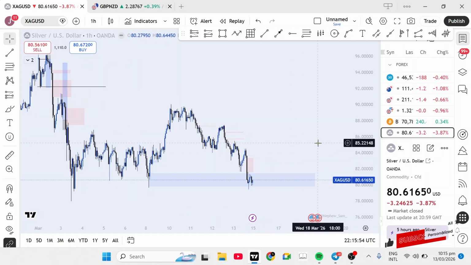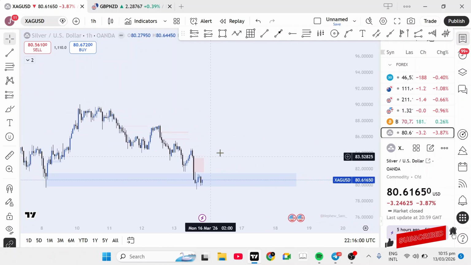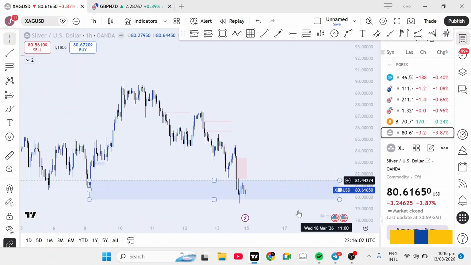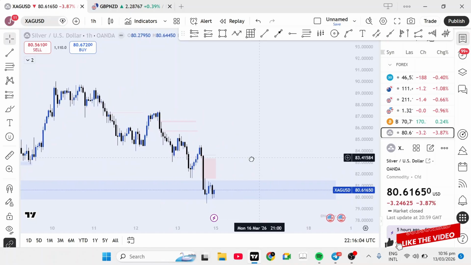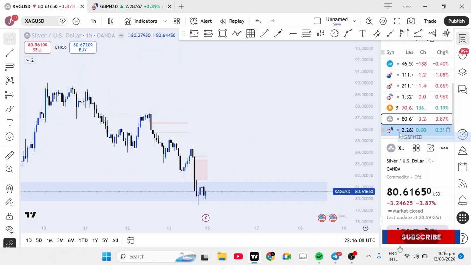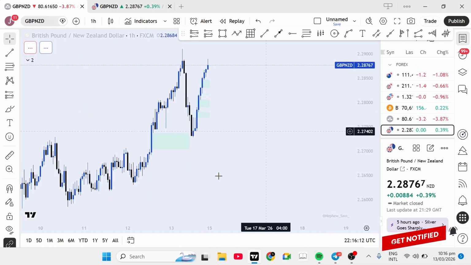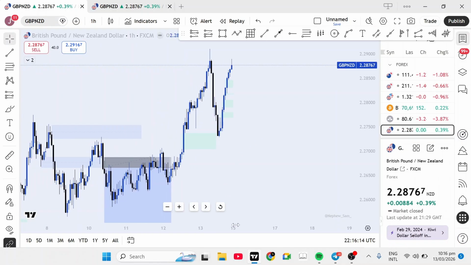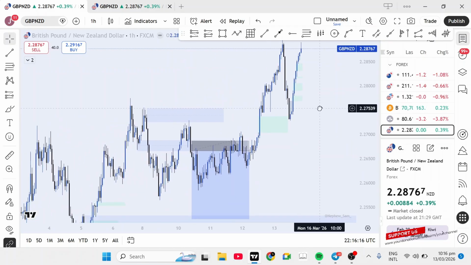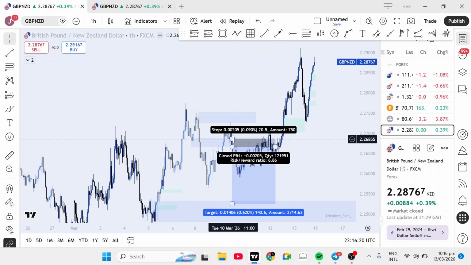Let's dive right in and see what we did for this week. So we took two trades this week, which unfortunately all came out for losses. The first trade was on GBP/NZD. So this is it right here. GBP/NZD came out for a loss, and I think it was on Tuesday.